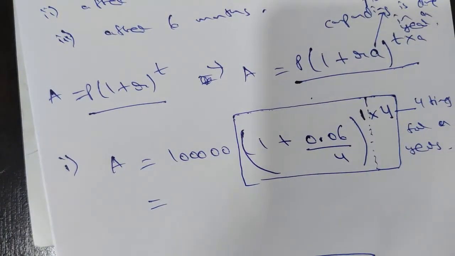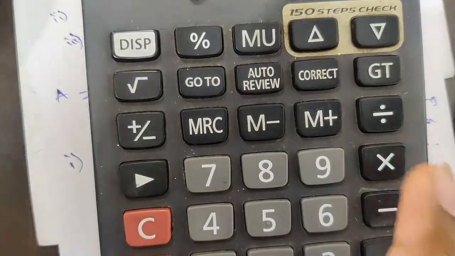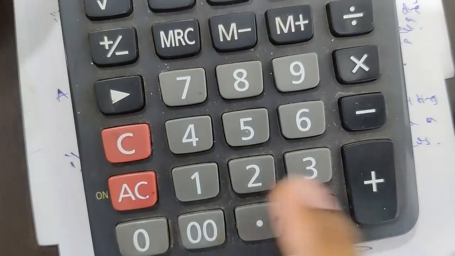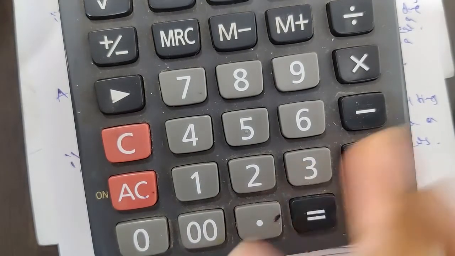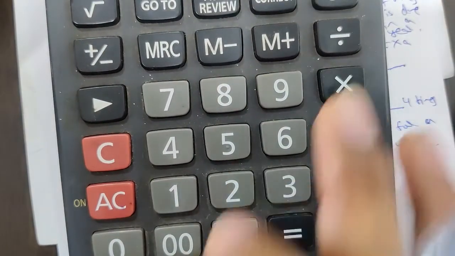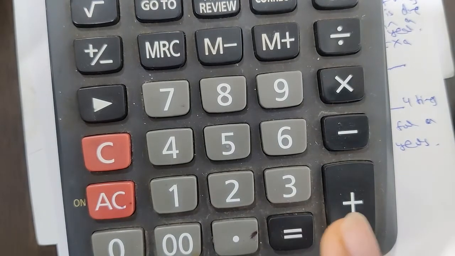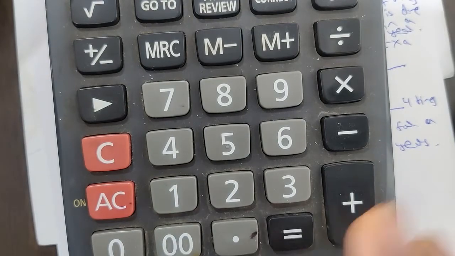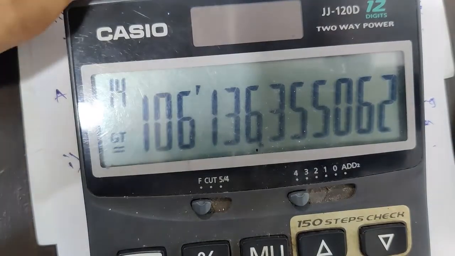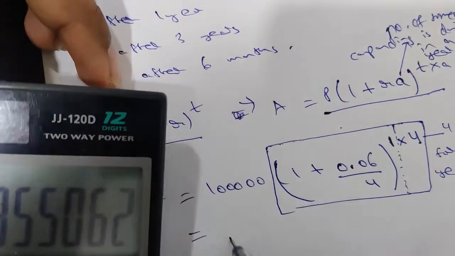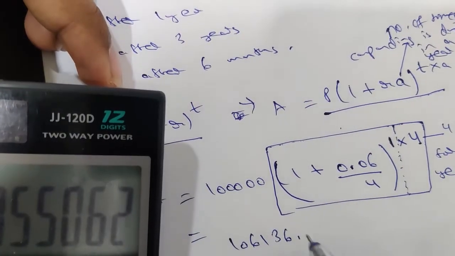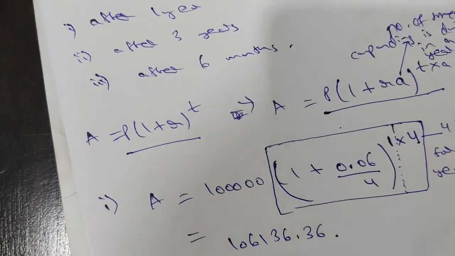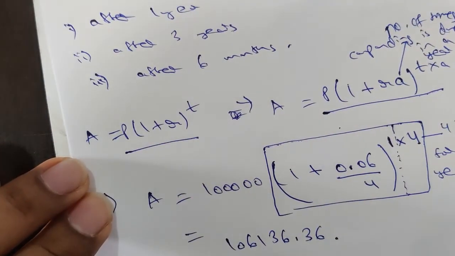So how to use it on the calculator? Simple: 0.06 divided by 4 plus 1, which is 1.015, to the power 4, into 1 lakh. So what is the result? 106136.36.